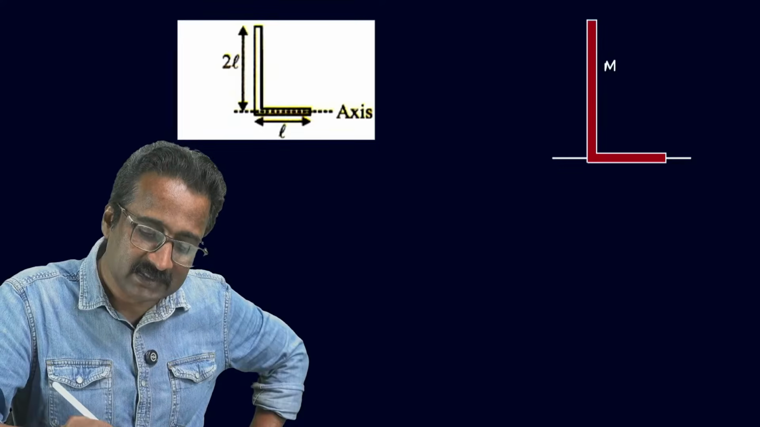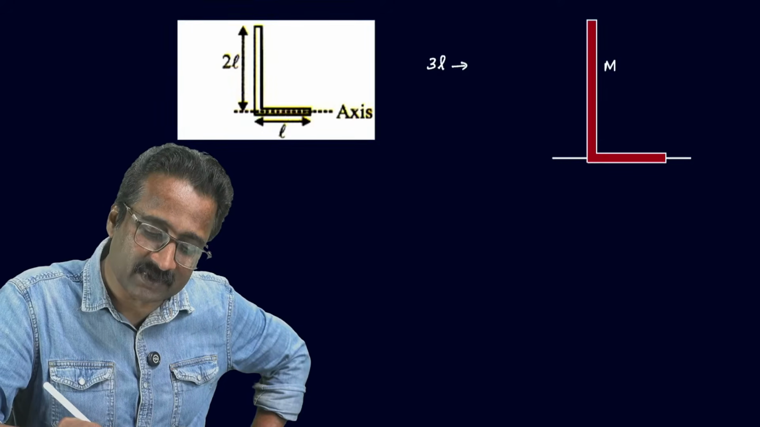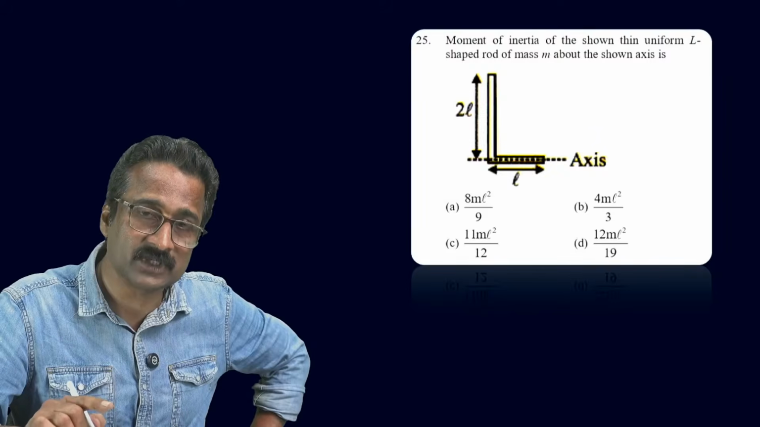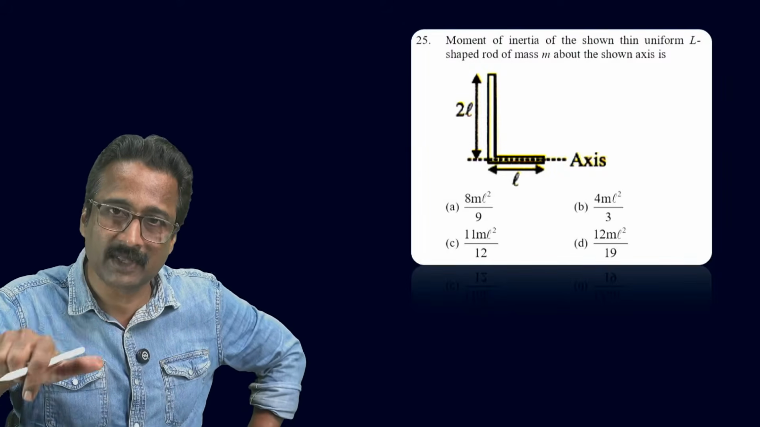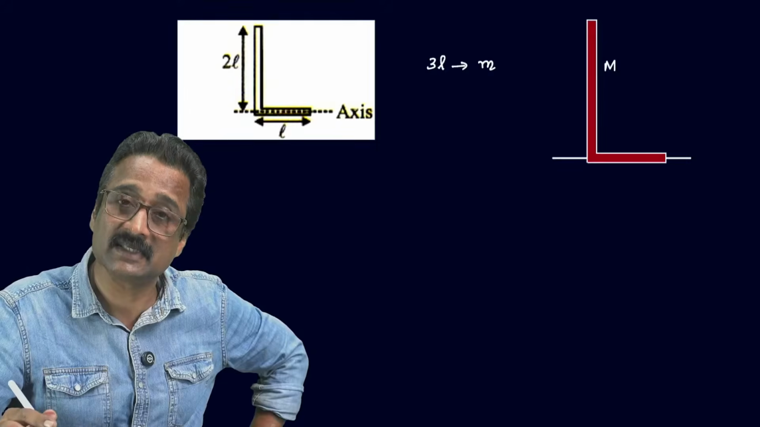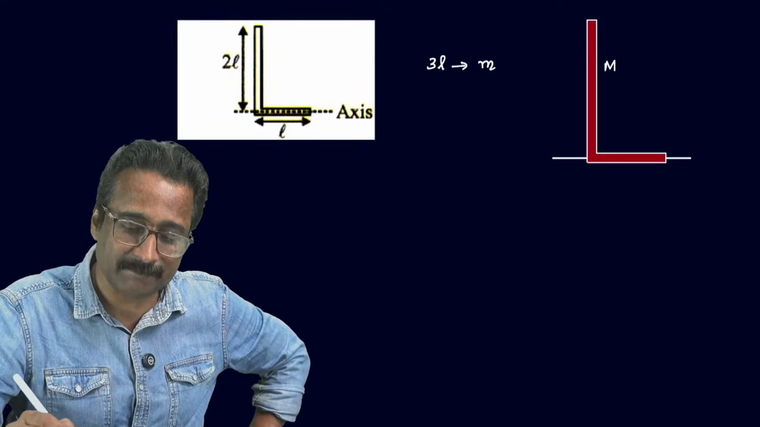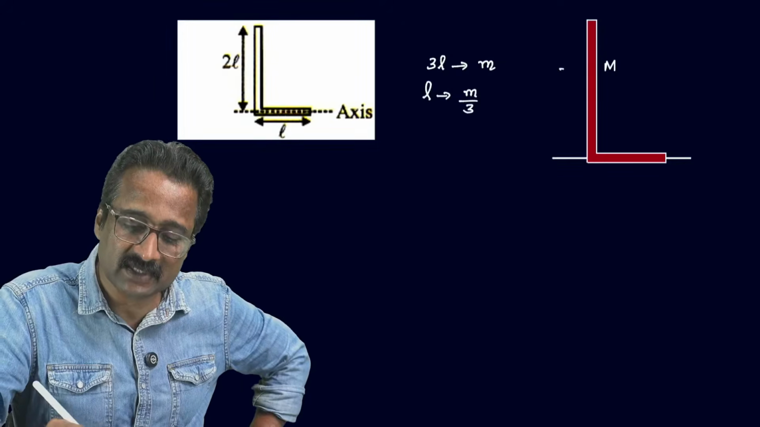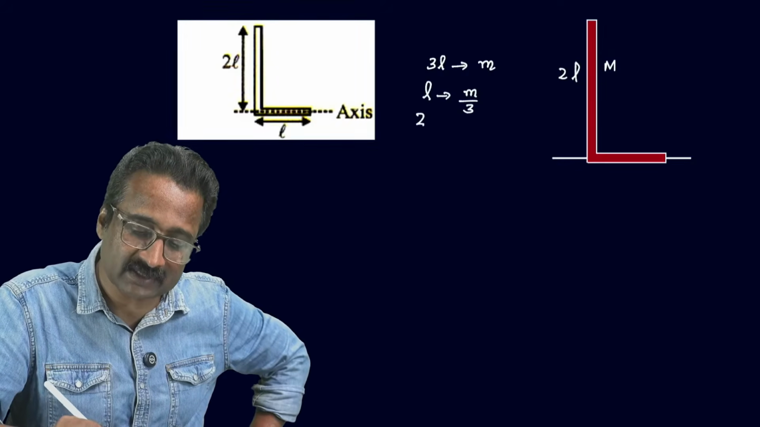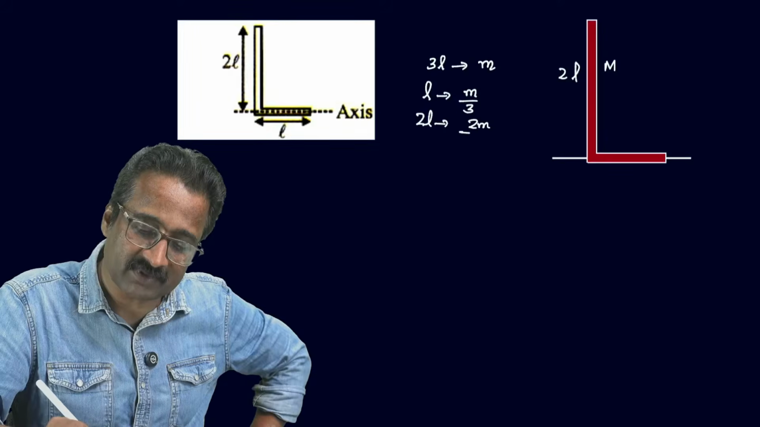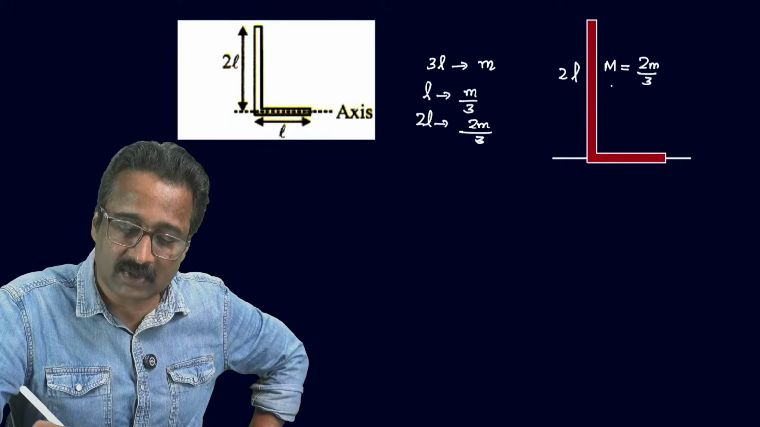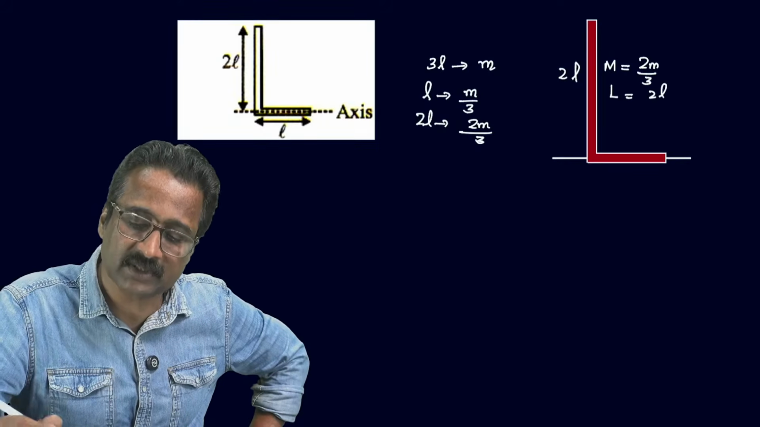So remember, 3L length has a mass of m, because they say that the total mass of the rod is small m. Our total length is 2L plus L, that is 3L. 3L has mass m, so for length L the mass is m by 3. This length is 2L, so the mass is 2m divided by 3. So the mass of the vertical portion of the rod is 2m divided by 3. That's the mass. Now the length is given to be 2L in the question.